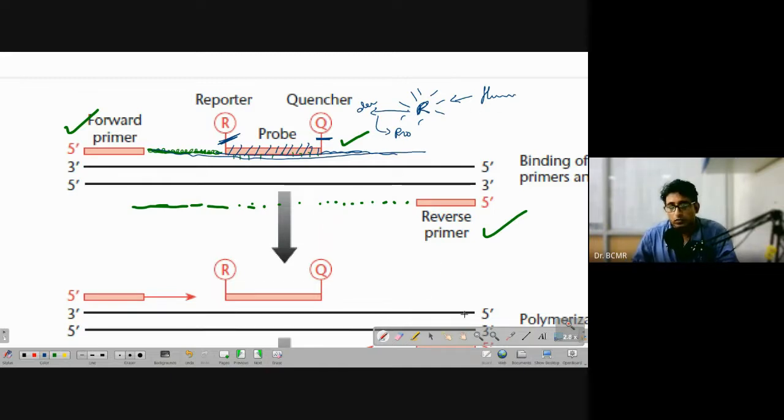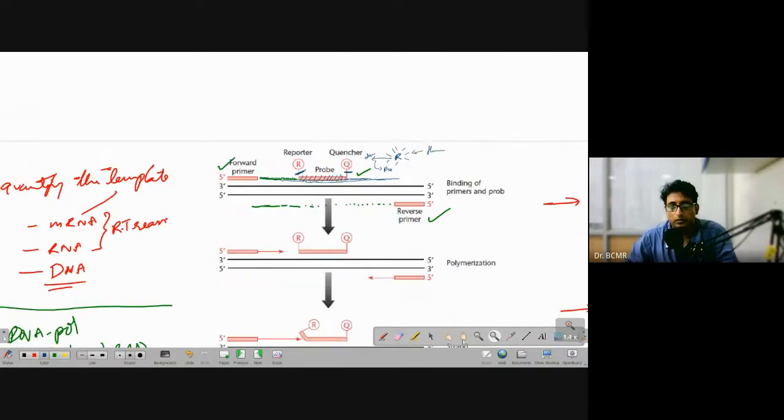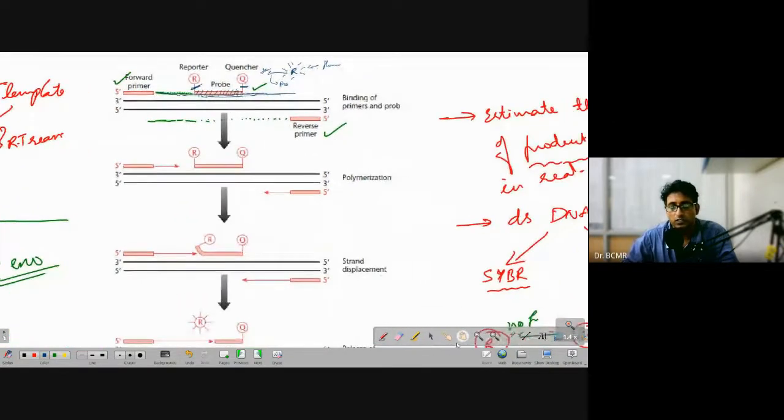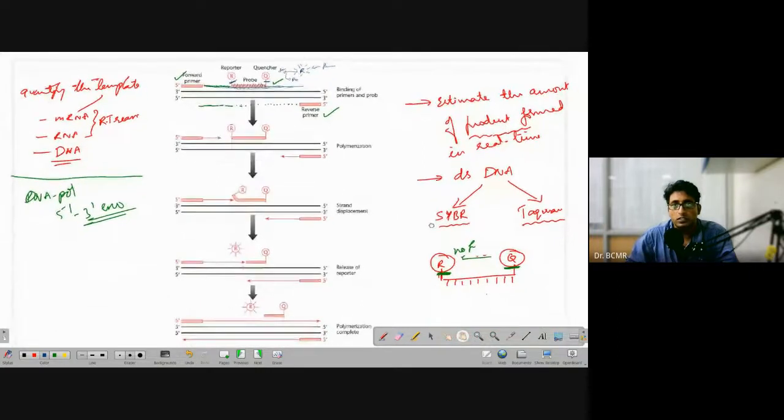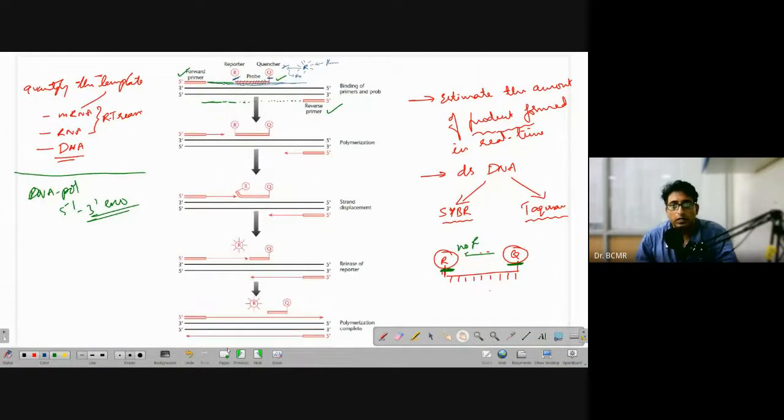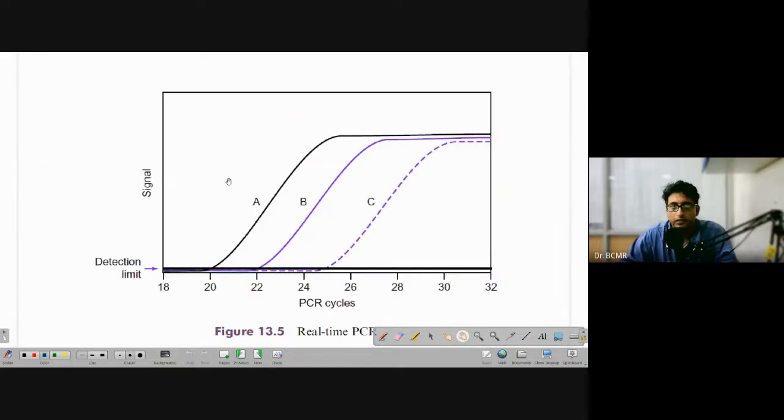After each round of PCR, the machine will check how much fluorescence is present in each of the wells, and that is how the amount of fluorescence is estimated after each round, and it draws a graph something like this. As I was discussing in the last class, every machine has a detection limit, and only within this region, between here and here, the absorbance is proportional to the quantity.